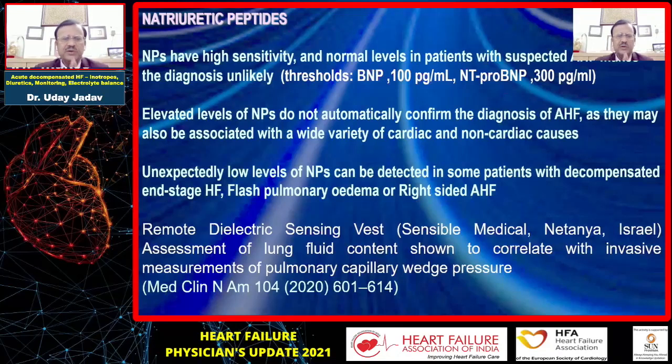What is important to remember: you can have unexpectedly low levels of the natriuretic peptides in patients with decompensated end-stage heart failure, fresh pulmonary edema, or a right-sided heart failure.